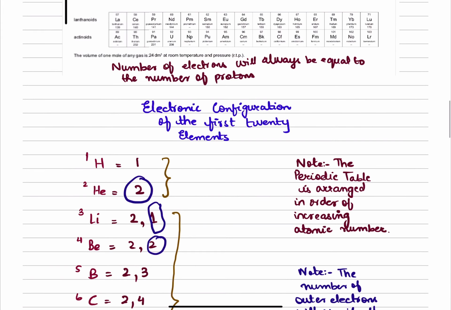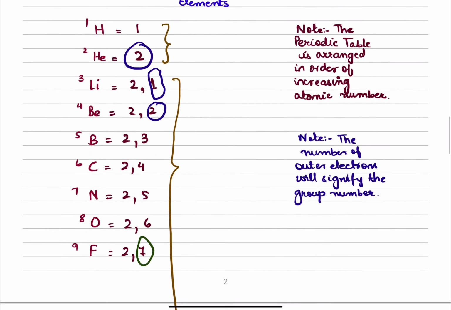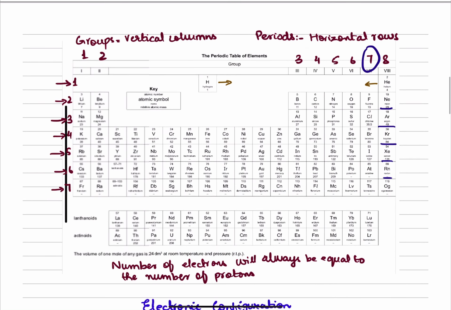So this was all about the electronic configuration of the first 20 elements and the important notes we had to see. In the next video, we are going to start the concept of isotopes and how to calculate the relative atomic mass of each element.